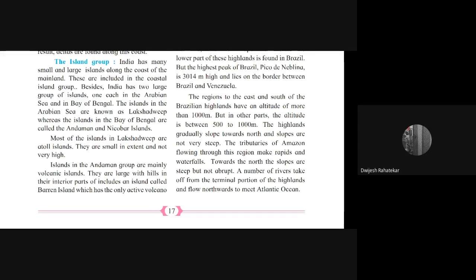Besides, India has two large groups of islands, one each in the Arabian Sea and in the Bay of Bengal. One group is present in the Arabian Sea and another group is present in the Bay of Bengal. The islands in the Arabian Sea are known as Lakshadweep, whereas the islands in the Bay of Bengal are called the Andaman and Nicobar Islands. I think all of you know where Andaman Nicobar and Lakshadweep are. Lakshadweep is situated in the Arabian Sea, to the west of the Indian coastal region. The second island group, the Andaman and Nicobar, is present in the Arabian Sea. I'm sorry, not the Arabian Sea, the Bay of Bengal.